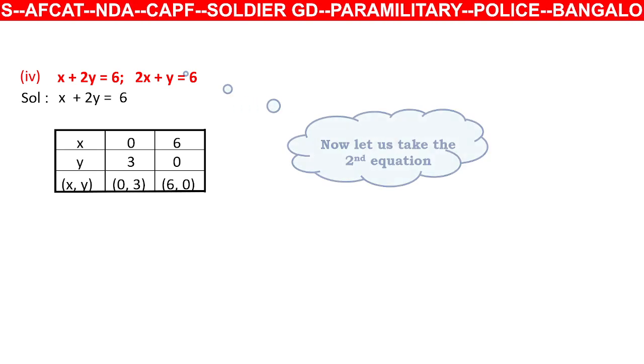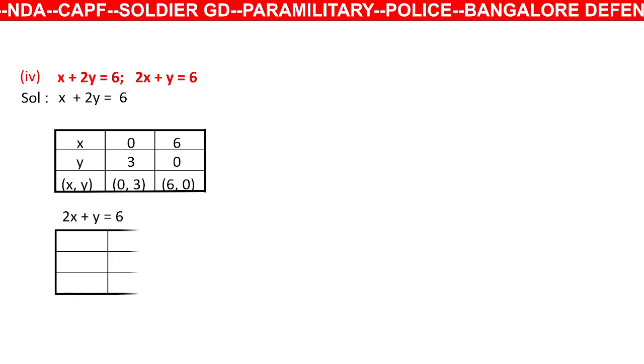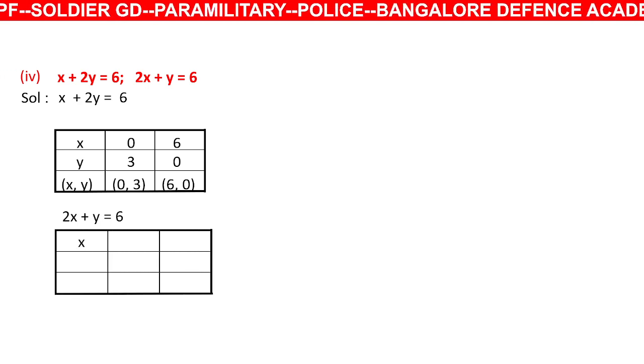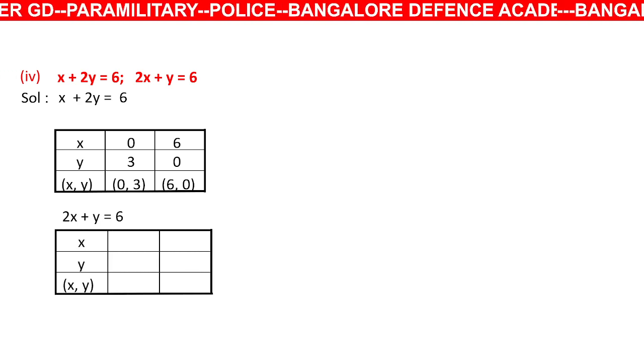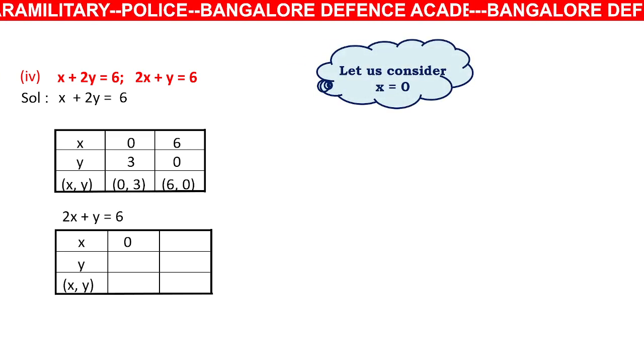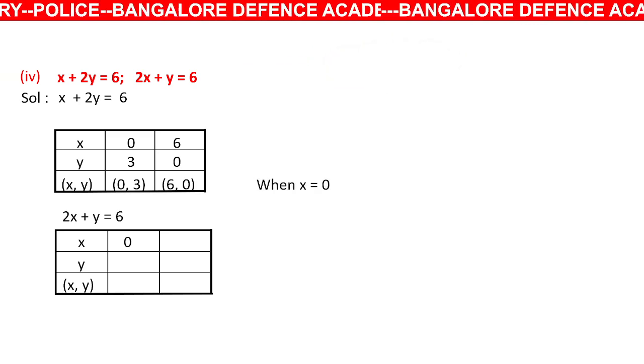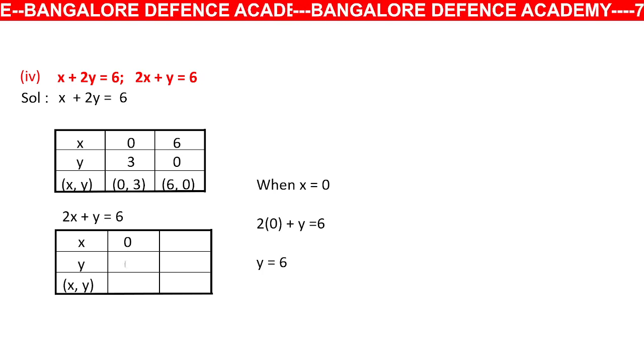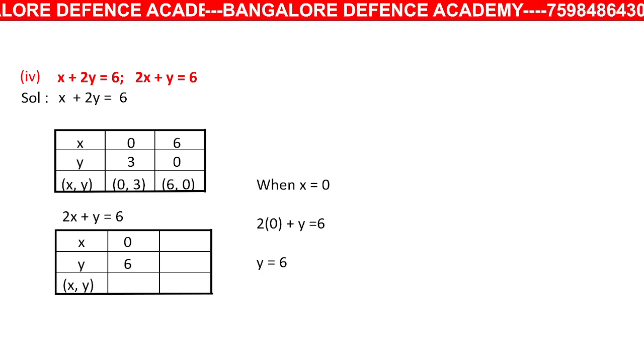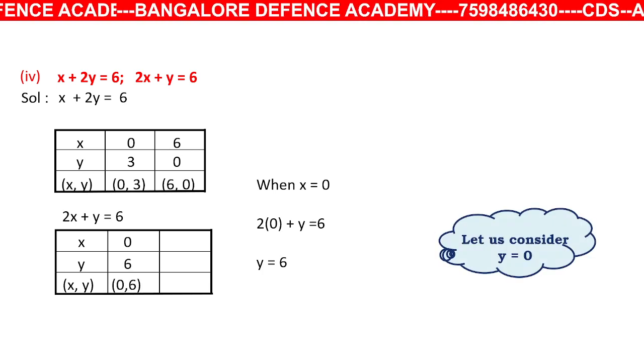Now let us take the second equation, that is 2x plus y is equal to 6. I have two variables x and y, and now I am going to take x is equal to 0. When x is equal to 0, the y value will be equal to 6. I write it down in the tabular column, and I get x comma y as 0 comma 6.